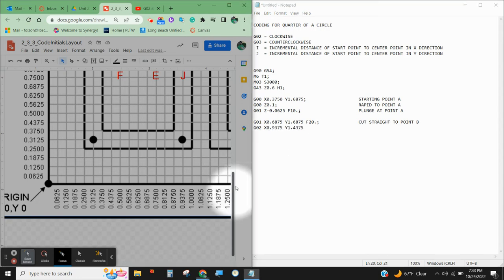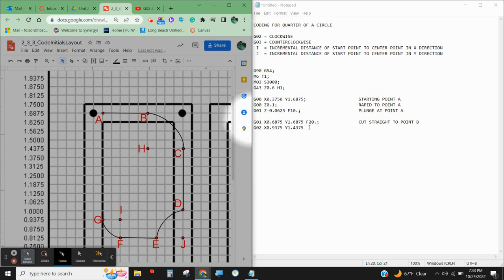And then we have to add in I and J. So I and J is the distance of the starting point. The starting point is B, and the center point is H. So I is the distance of B from H. In this case, what is the distance of B and H in the X direction? Since they have the same X, I is 0.